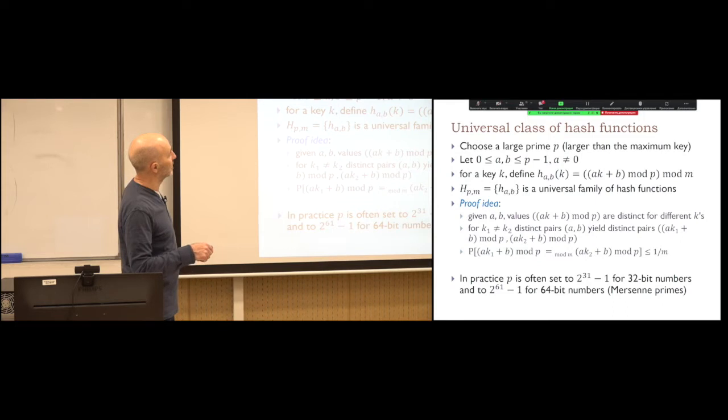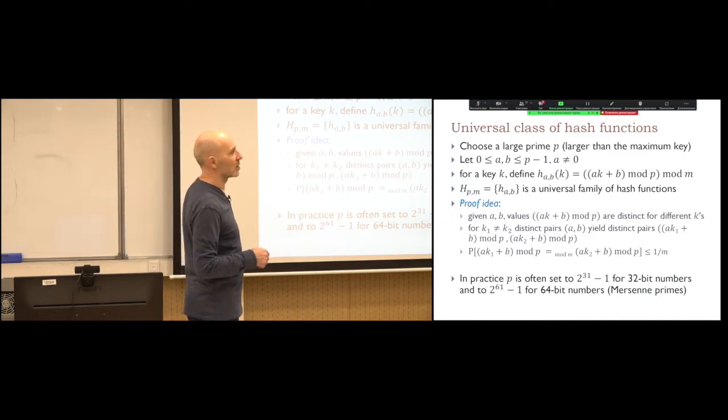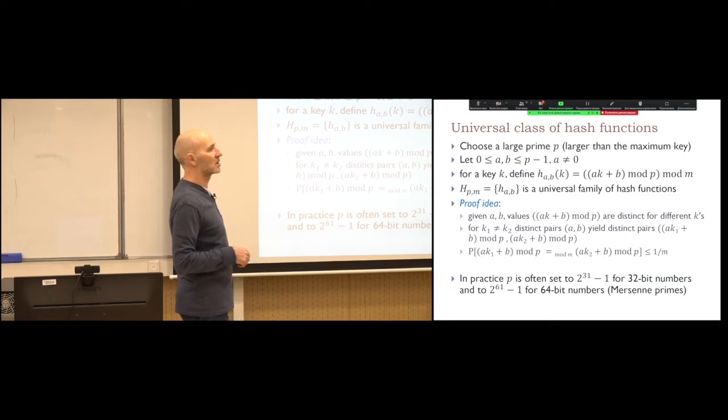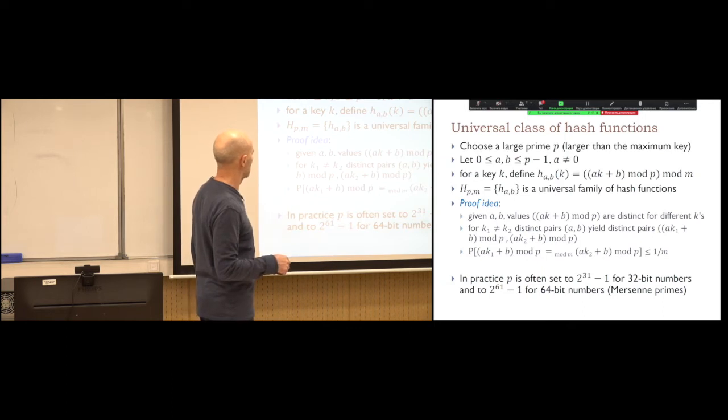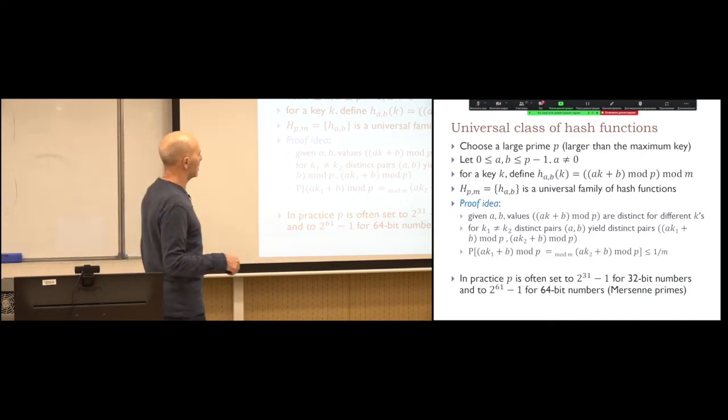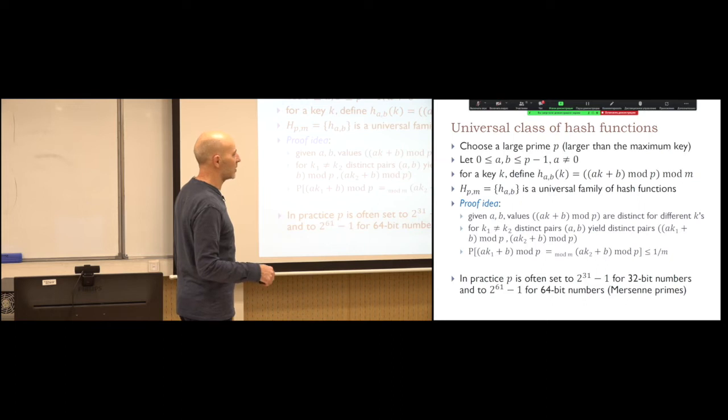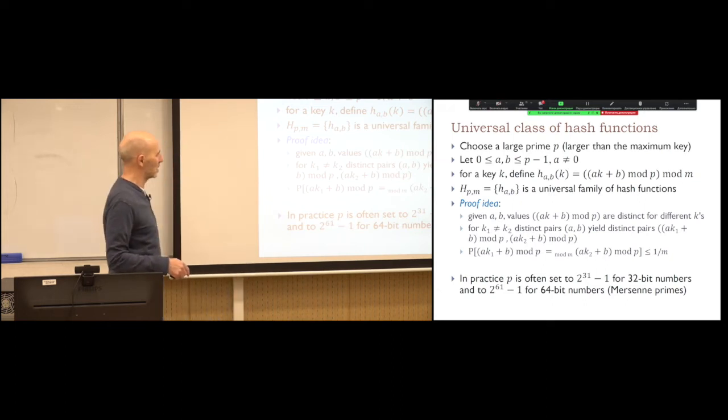So it depends on two parameters, a and b, and p has to be larger than m. Not only larger than m, it should be larger than any key value. Yeah, it's very big. The maximal key value for 64-bit numbers is 2 to the 64. But we assume that keys are, maybe 60 bits is enough to store a key or something like this.